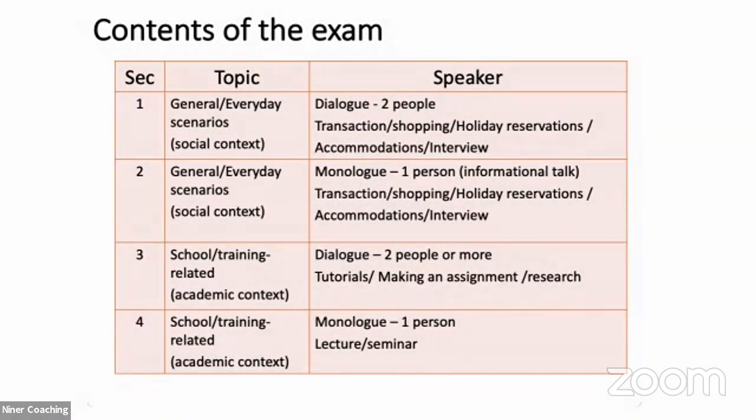And part 4 of your examination is going to be a monologue, and it's also in the school or training related context. It's going to be a full lecture or seminar. So it's kind of long. It's going to be around 8 to 10 minutes long, and you have to answer about 10 questions for part 4 of the test. And so I would have to say that the first 2 parts of the examination for IELTS are pretty easy because of the social nature of the conversations that you're going to hear. And your examination gets hard when you get to part 3 and 4.